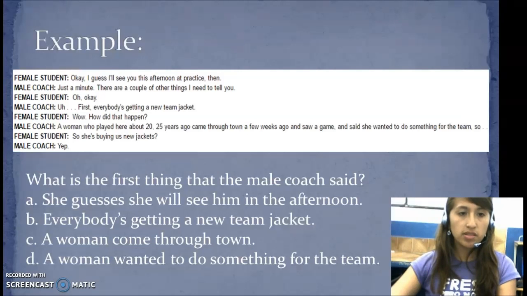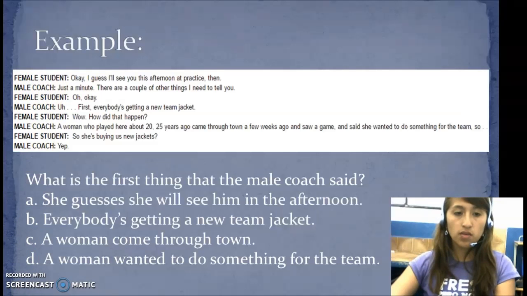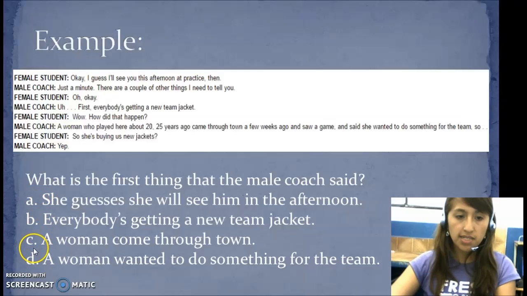It is a conversation between a female student and a male coach. And the question for this conversation is, what is the first thing that the male coach said? And we have the options A, B, C, and D.